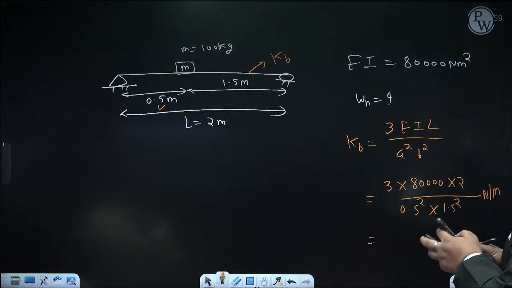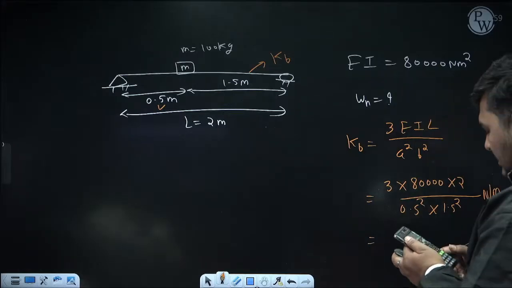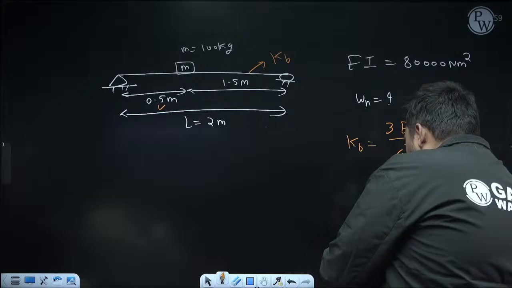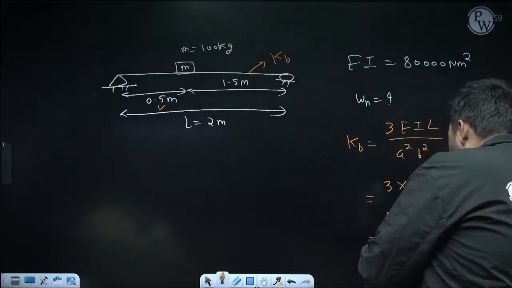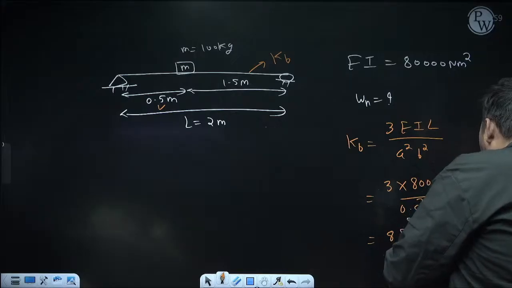How much is it coming? 3 into 80,000 into 2 divided by 0.5 square into 1.5 square. You can check. Is it coming 853333.3333 Newton per meter? You can check the calculation.